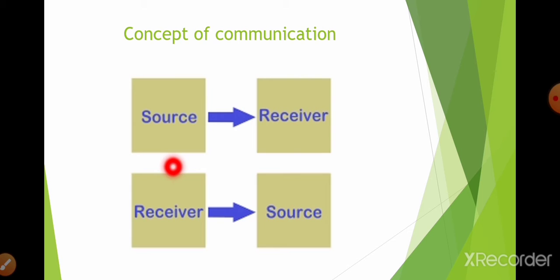For example, whenever you talk with the help of your mobile, you can talk as well as listen. Both processes can happen simultaneously, listening and speaking. That means you can act as a transmitter as well as a receiver, because you are talking while you are listening.